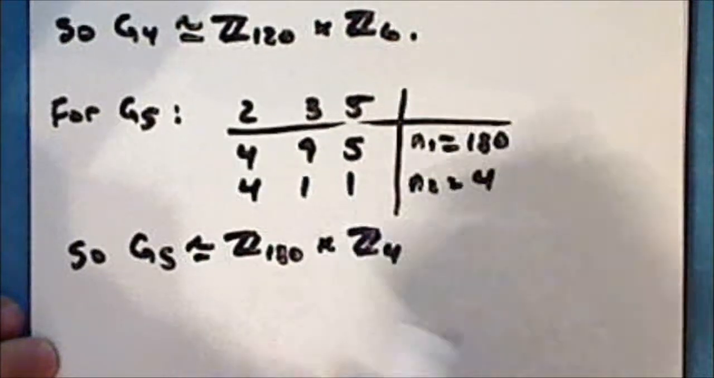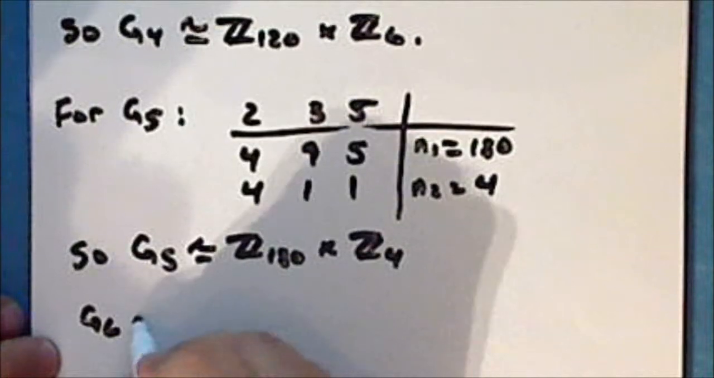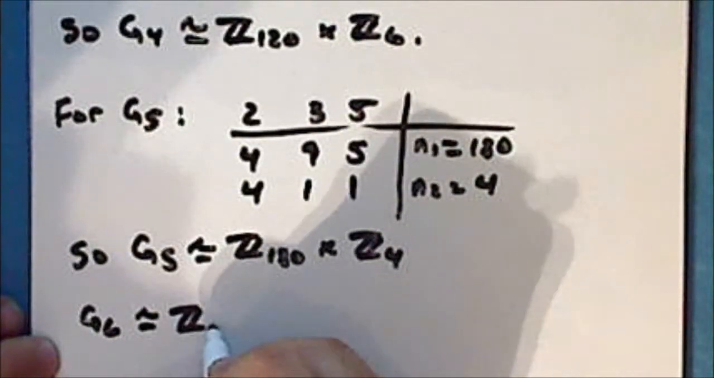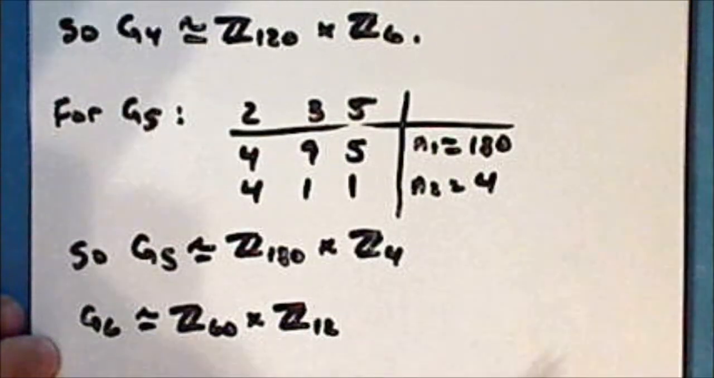So recall from the previous example that the invariant factor decomposition of the sixth group is the direct product of the integers modulo 60 with the integers modulo 12.